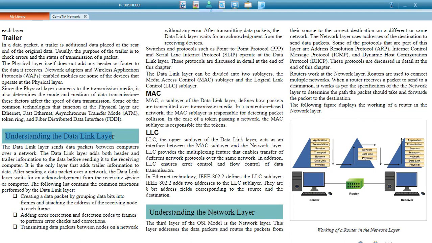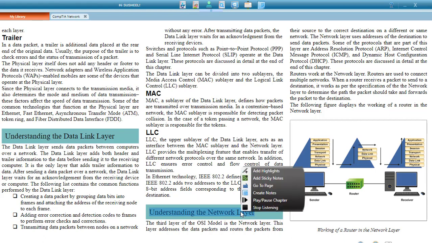Understanding the data link layer. The data link layer sends data packets between computers over a network. The data link layer adds both header and trailer information to the data before sending it to the receiving computer. It is the only layer that adds trailer information to data. After sending a data packet over a network, the data link layer waits for an acknowledgement from the receiving device or computer. The following list contains the common functions performed by the data link layer.